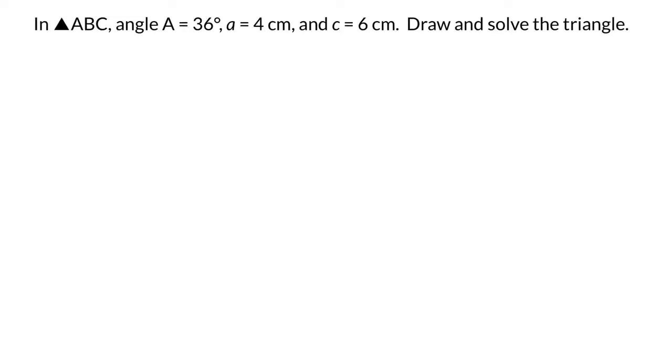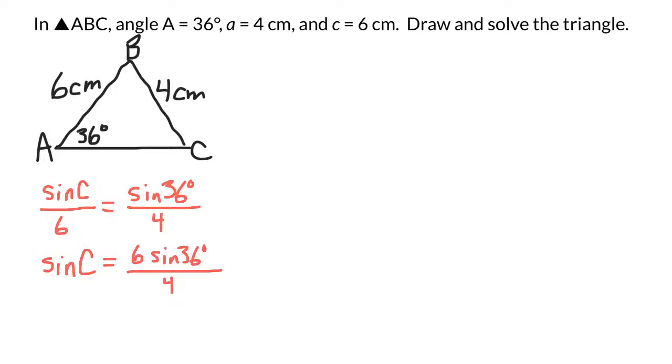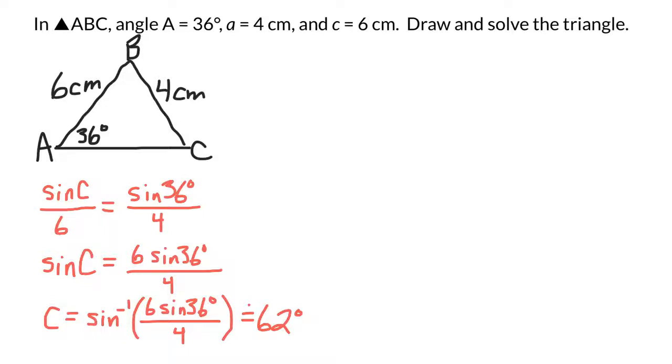So I'll show you an example. Triangle ABC has angle A 36 degrees, side A 4 centimeters, and side C 6 centimeters. I'm going to draw this triangle and we're going to solve. So here I've taken the information given in the question and drawn a diagram. I know an angle and its opposite side, so I can use the sine law to solve for angle C. So I set up my ratio, isolate, and solve. So here I get an answer of 62 degrees, and that seems to make sense.